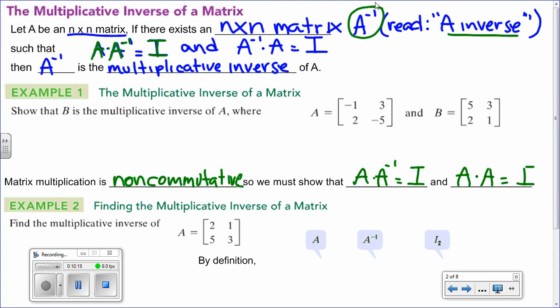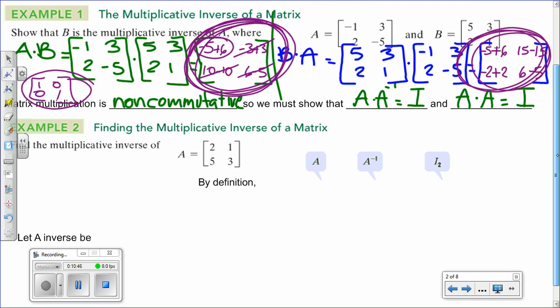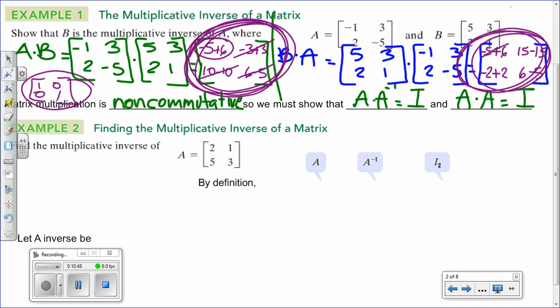So we're going to do that for this example 1. You guys on this side of the room, multiply A times B. And then you guys on this side, multiply B times A. Okay, so we proved that that is the identity matrix. So here, 6 minus 5, that will be 1. 15 minus 15, 0. 2 minus 2, 0. And 6 minus 5, 1. So yes, we could say with confidence that those two are inverses of each other.